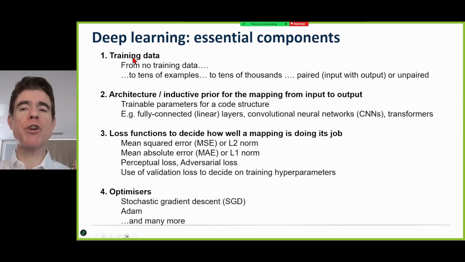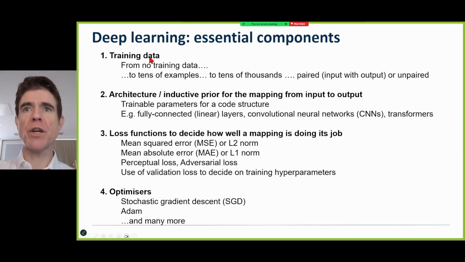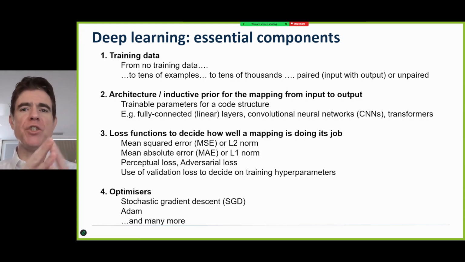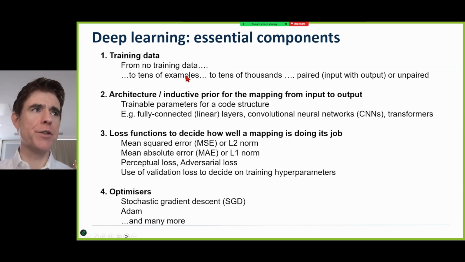In general, we need training data, and I'd really like to emphasize we can deal with cases of no training data, as we'll be touching on later on, through to tens of examples to tens of thousands of examples. And that often depends on the complexity of your mapping, the inductive prior of your network, how big it is, and so on. But there's a lot that can be done with no training data at all.